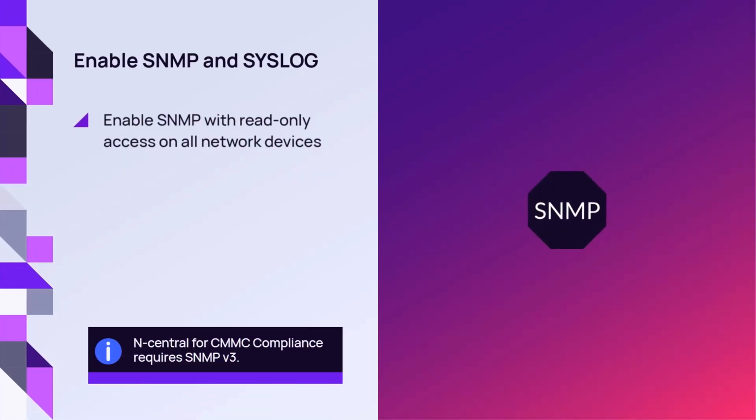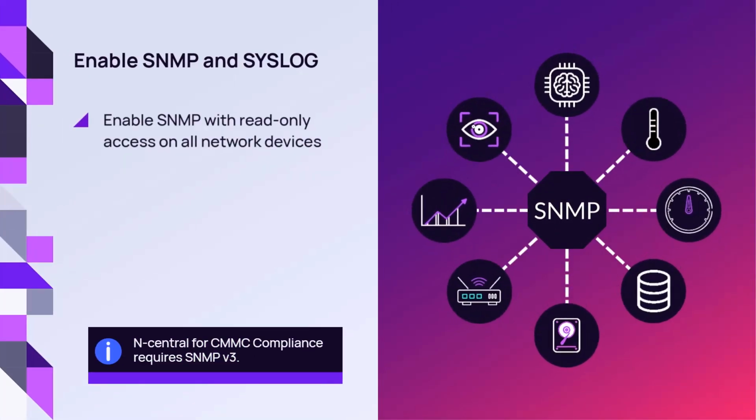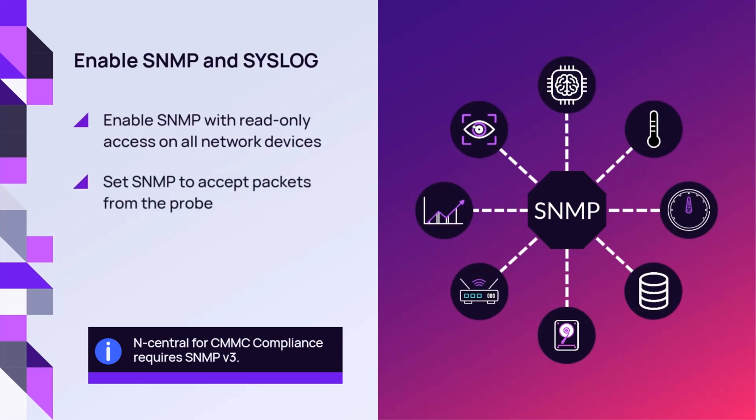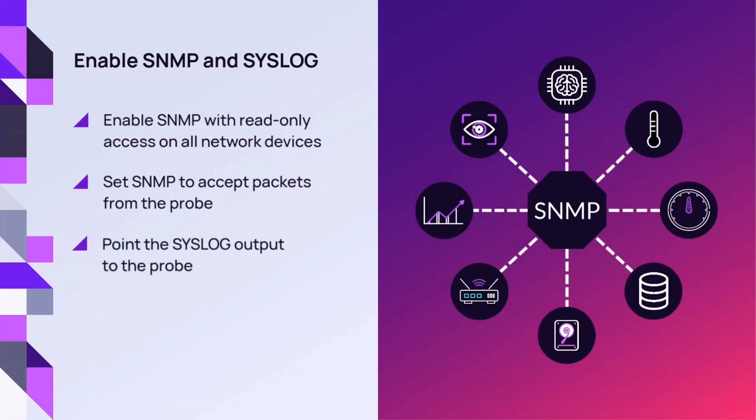Enable SNMP with read-only access on all network devices. Ensure SNMP is set to accept packets from the probe. Some devices require that SNMP is turned on in multiple locations, such as both administration and the LAN interface. The probe will act as a SYSLOG server. If you plan to monitor SYSLOG, point the SYSLOG output to the probe.